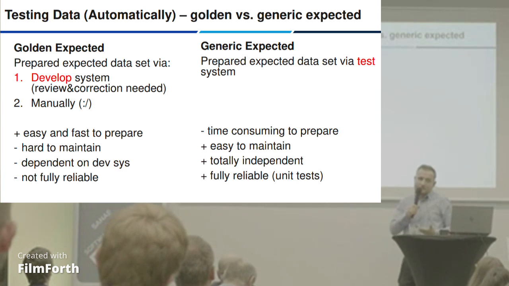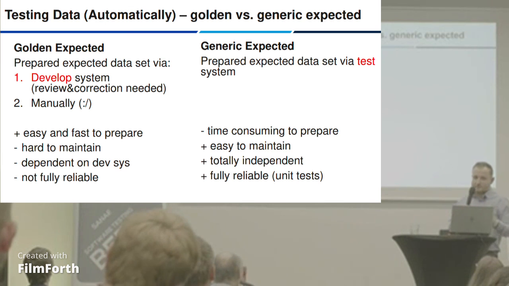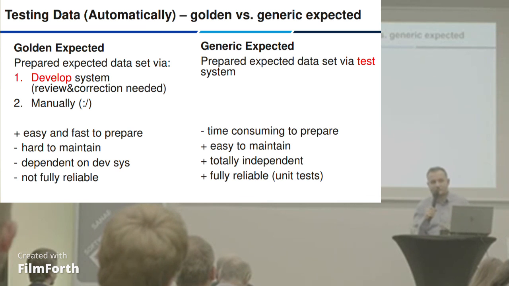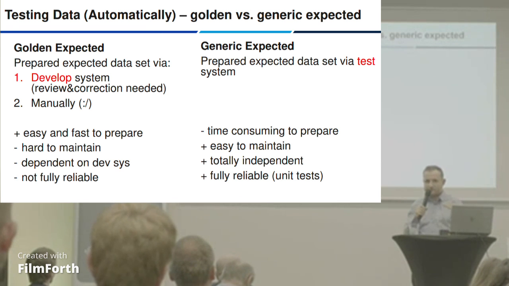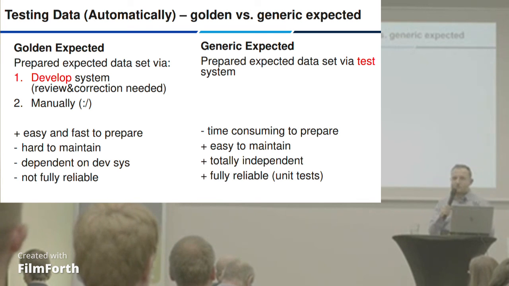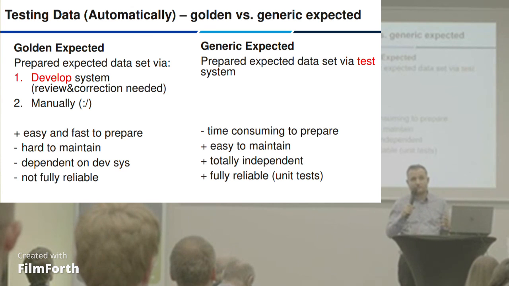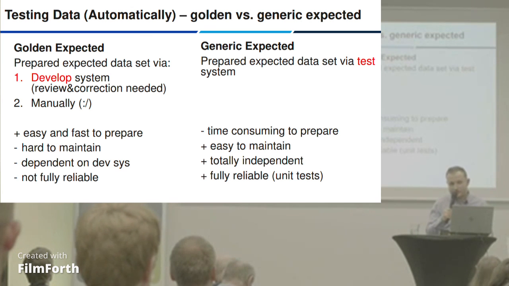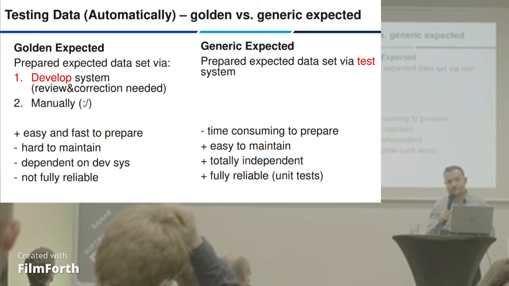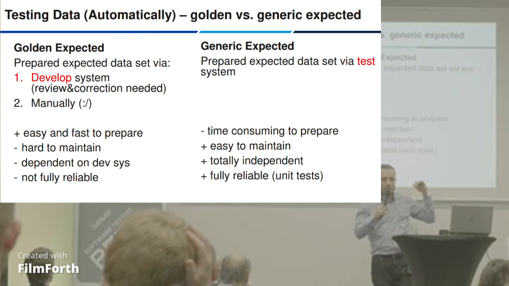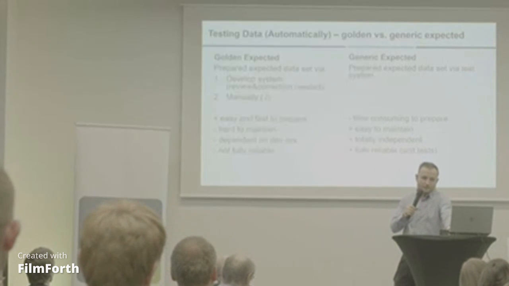To summarize it: golden expected, pros and cons. Easy and fast to prepare, hard to maintain. Dependent on the dev system, which is a big minus, because the test shouldn't be dependent. And not fully reliable, because we are doing a lot of work manually. On the other hand, we've got generic expected. It's time consuming. We need to know something about programming. But later on, it's easy to maintain. It's totally independent. And if we apply unit tests, as I showed, it's fully reliable. And that's it.